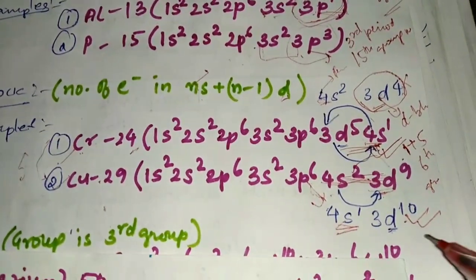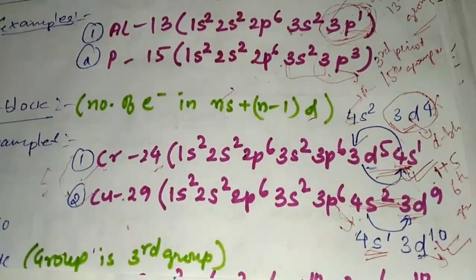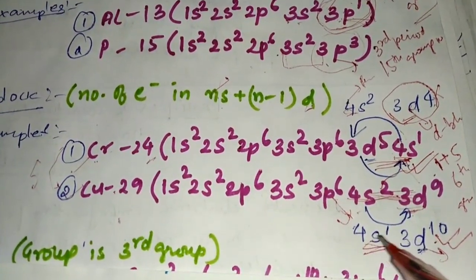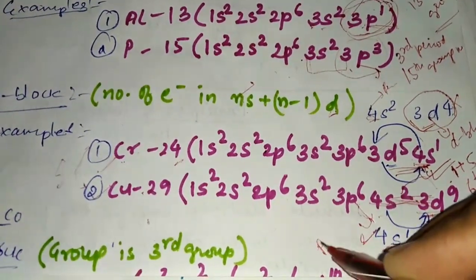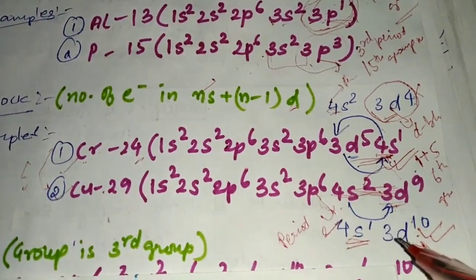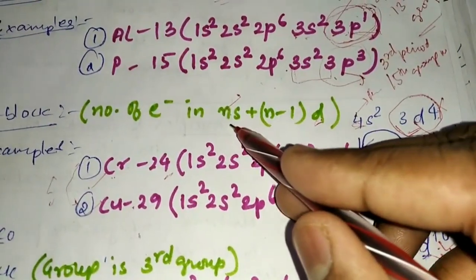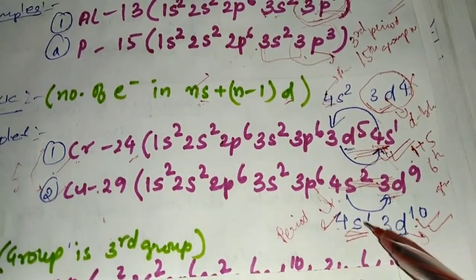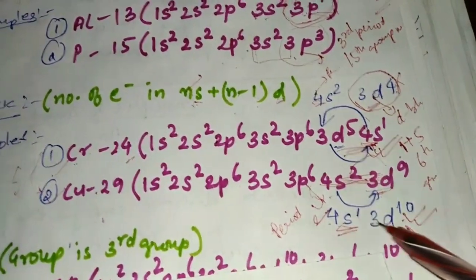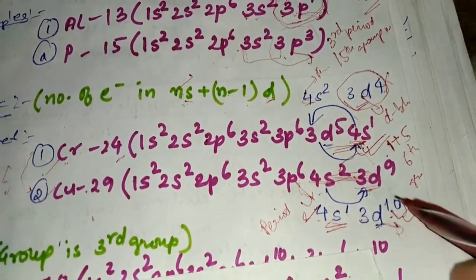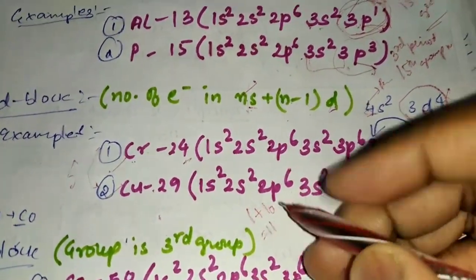Now, coming to our block, group number and period number, it belongs to D block. The period number is the maximum nth value, so 4 is my period number here. What is the group number here? The group number is ns and (n minus 1)d. That is, the highest n value is 4, and it is having 1 electron here, and n minus 1, that is 4 minus 1, is 3. So 3d is having how many electrons here? 10 electrons. So 1 plus 10 is how much here? 11. So its group is the 11th group.